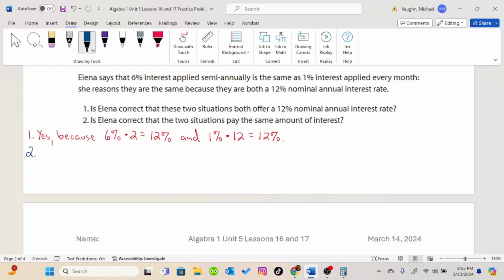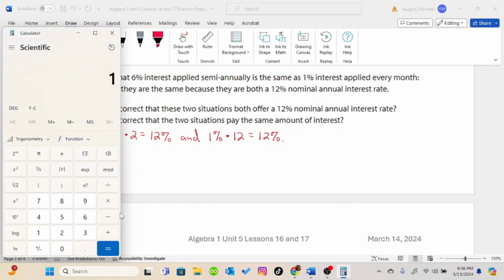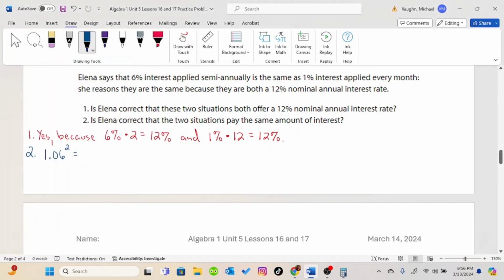So if we look, 6% interest would be 1.06, and that is paid out twice. So when we put this in the calculator, 1.06 squared is 1.1236. And that equals 12.36% interest.